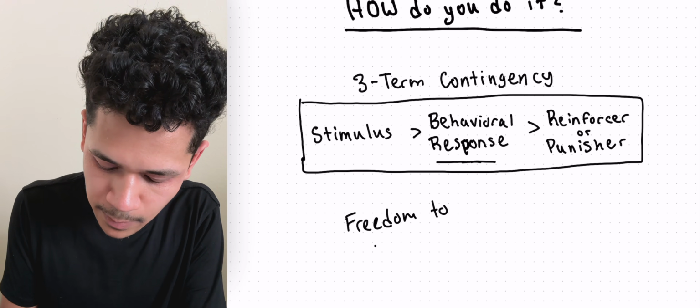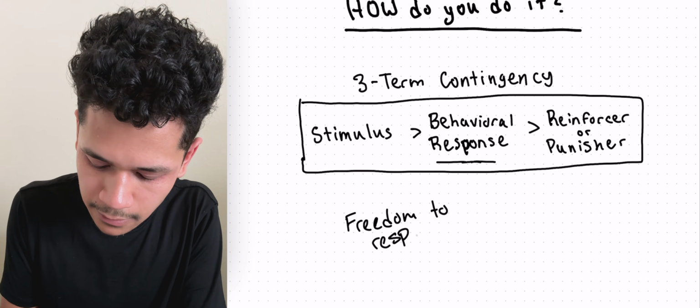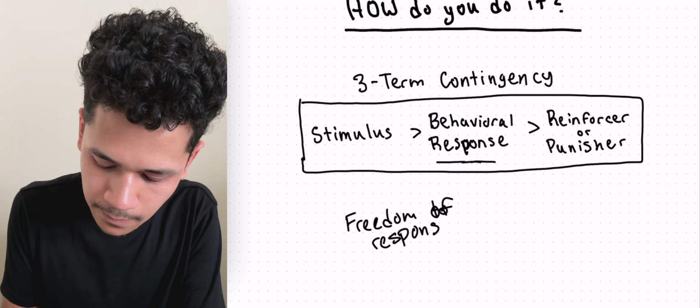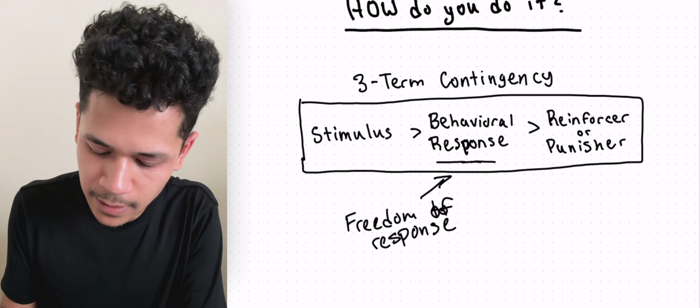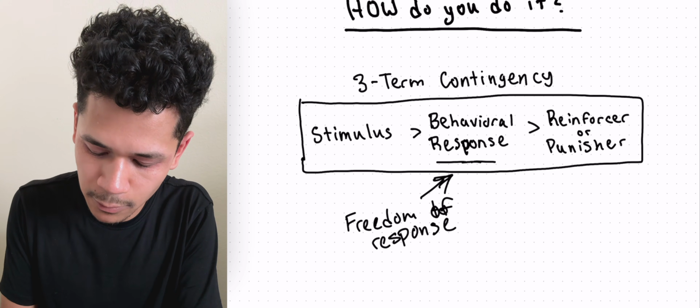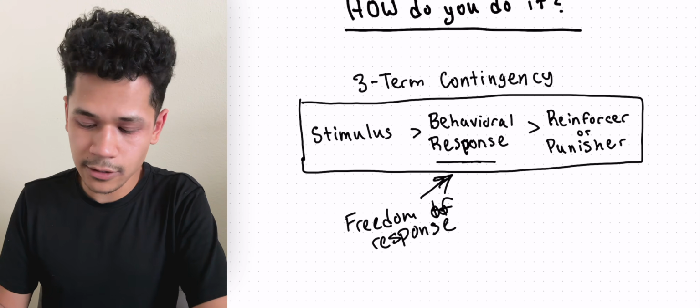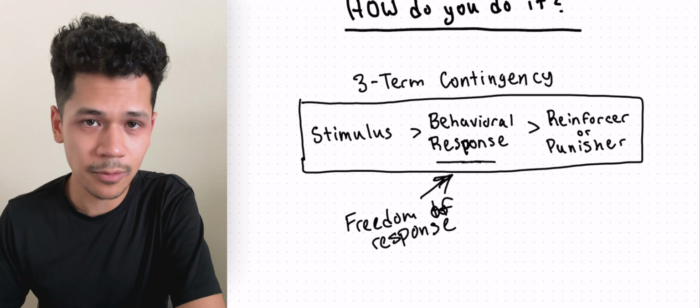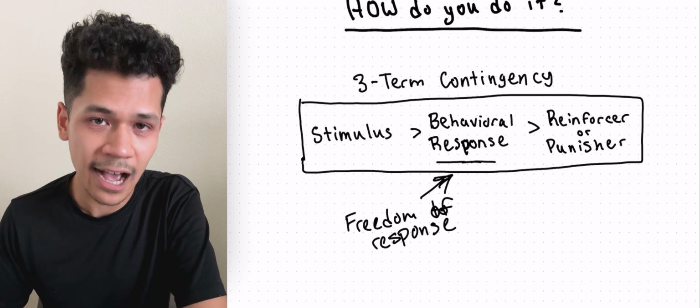to respond, right? Freedom of response here in this behavioral response part. So freedom of response, what does that look like? Well, when they encounter the stimulus, we don't tell them how to behave. We let them choose how to behave.